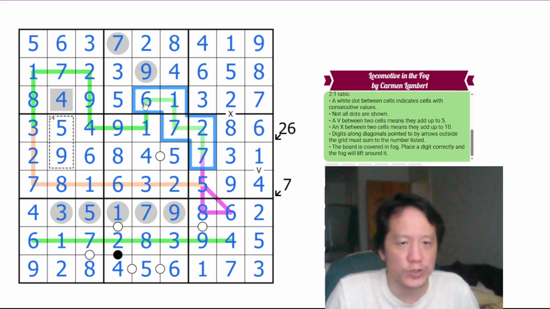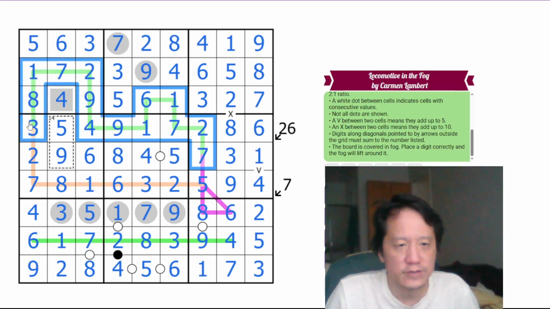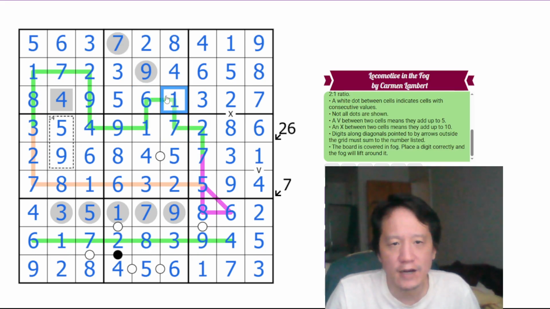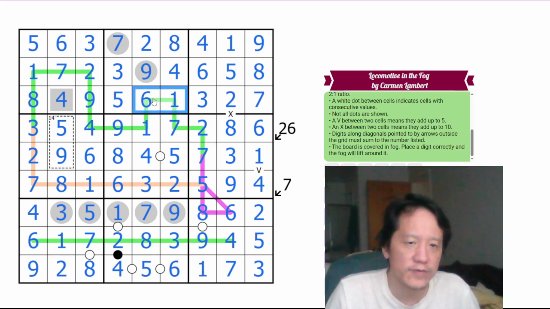Actually, it was a little tricky for a very easy puzzle. There were some interesting, like this in particular, this deduction was in particular very interesting. Not one that's actually fairly common either, so that was very interesting here.